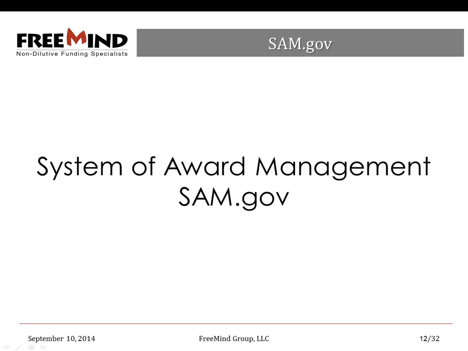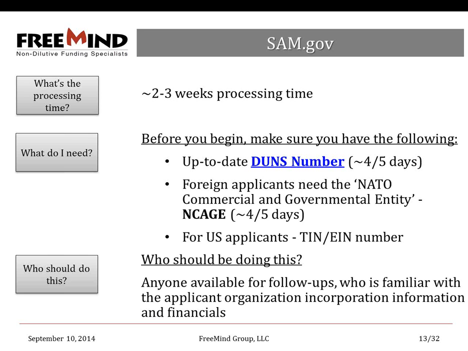The next topic that we need to talk about, the next registration, which again needs to be performed in parallel. This is also part of the first steps you do when registering: the Sam.gov registration, the System of Award Management registration. This registration takes a little bit less time. It takes approximately 2 to 3 weeks to process.